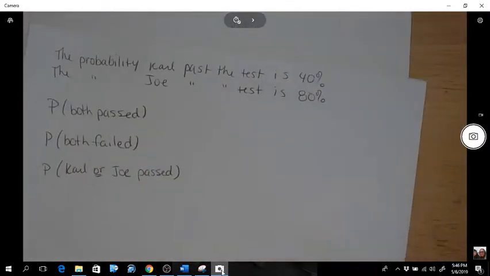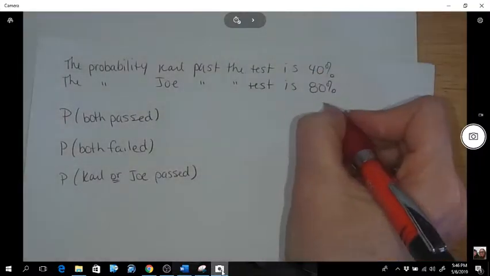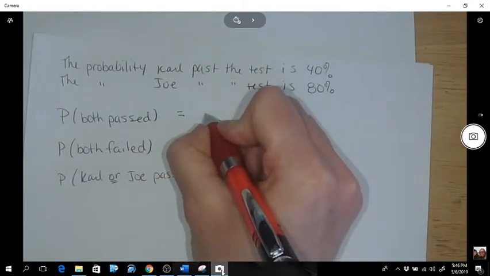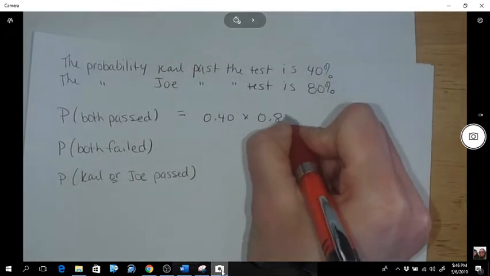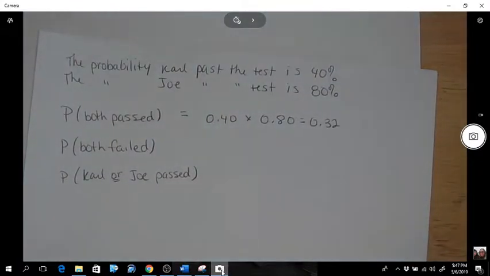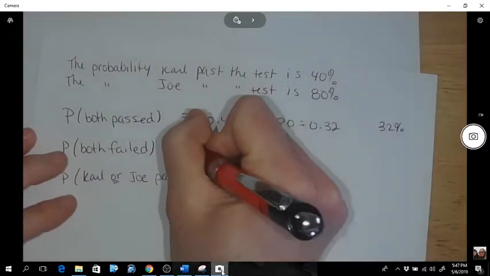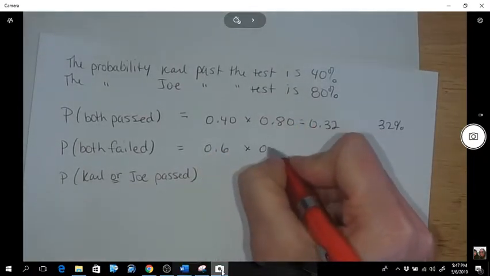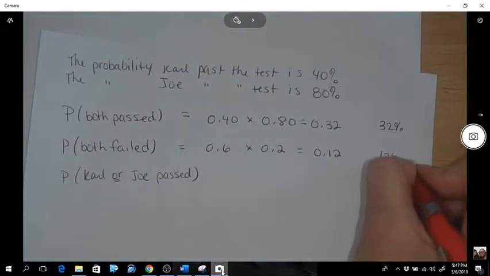Okay, last example. The probability that Carl passed the test is 40%, that Joe passed the test is 80%. Find the probability that they both passed. So the probability that Carl passed times the probability that Joe passed would be 0.32 or 32%. That they both failed. Well, if Carl failed, that'd be a 0.6 chance, and Joe failing is a 0.2 chance. So 12% chance they both failed.